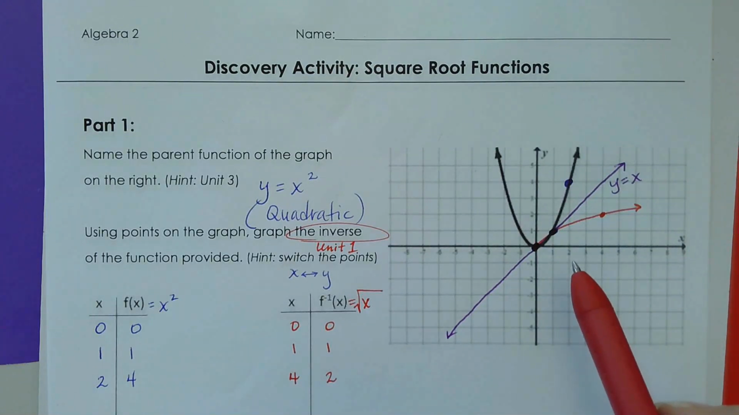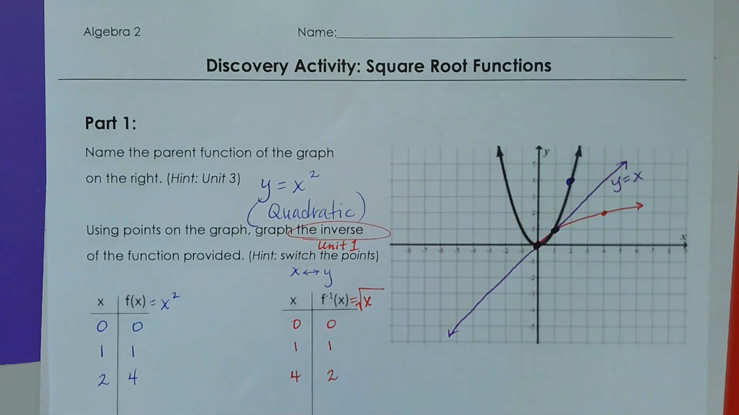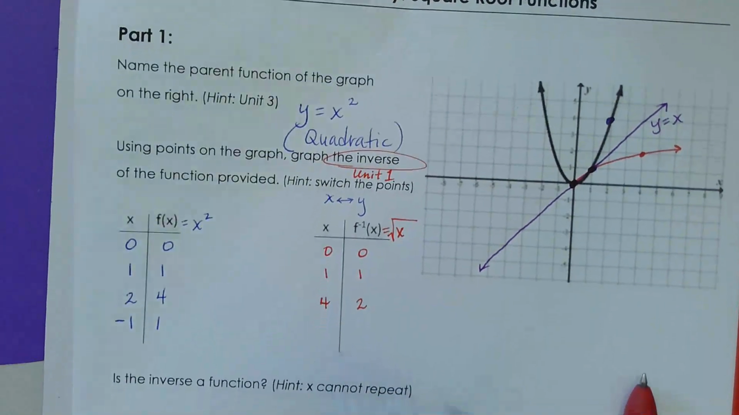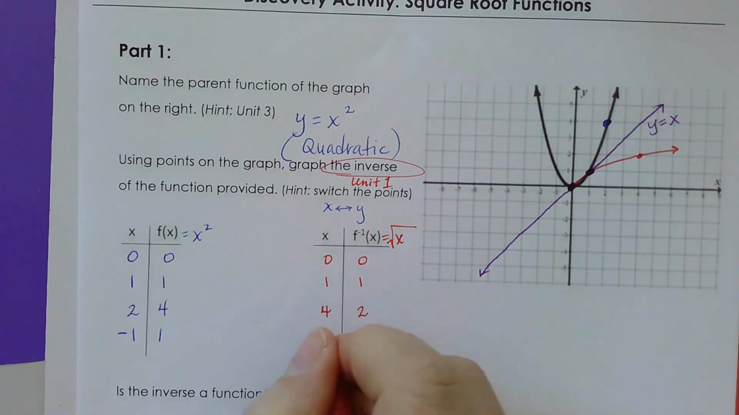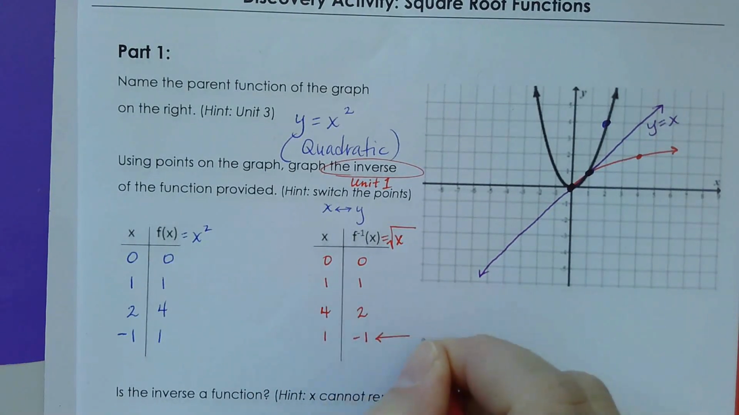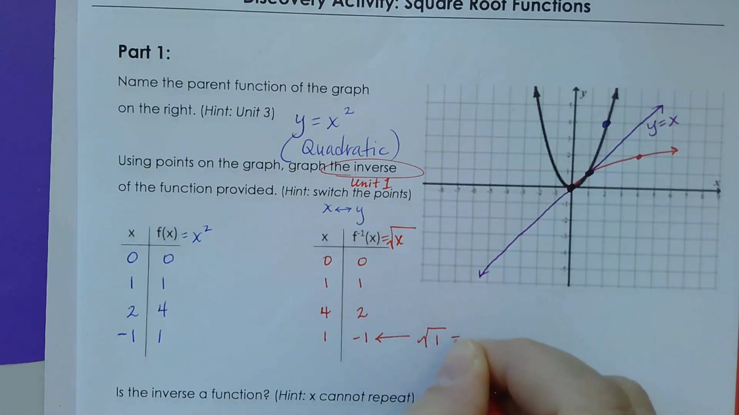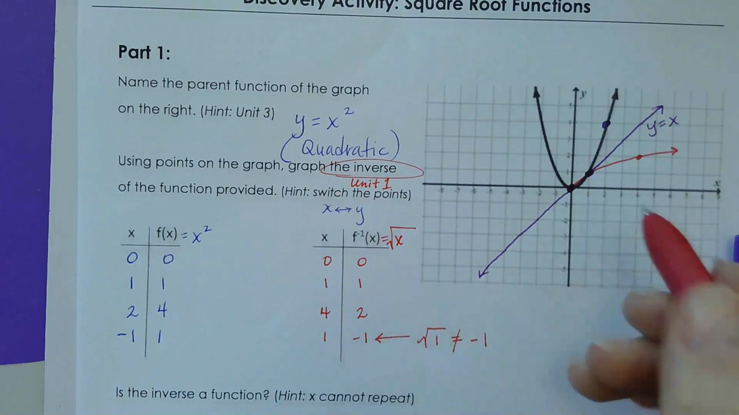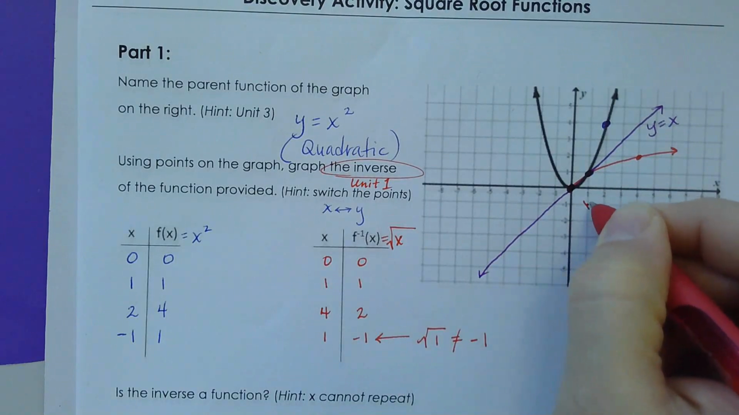I could continue graphing inverse by adding more points. What if I did here negative 1, 1? And for the inverse, I would have 1, negative 1. However, square root of 1 doesn't actually equal negative 1. So 1, negative 1, this point is not on my graph.